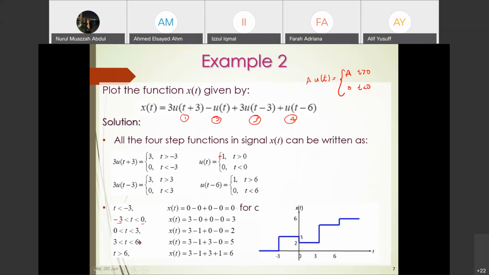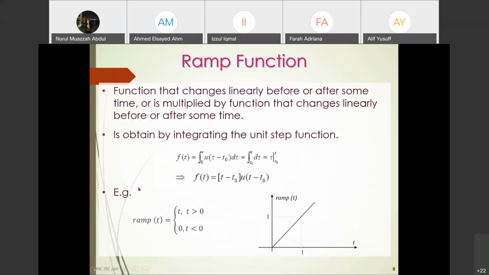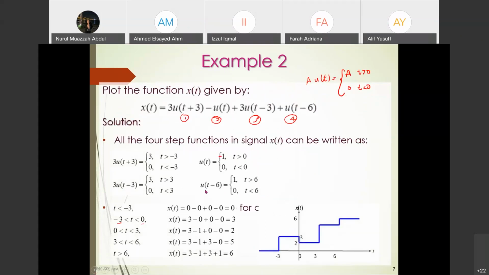And then the next time range is between three and six. How do you know the numbers here? You look at the times involved, which are negative three, zero, three, and six. So x(t) is equal to, you take the upper part only, three minus one plus three minus zero, which is equal to five. Because all these three step functions have value when t is less than six and bigger than zero, except for the last step function.